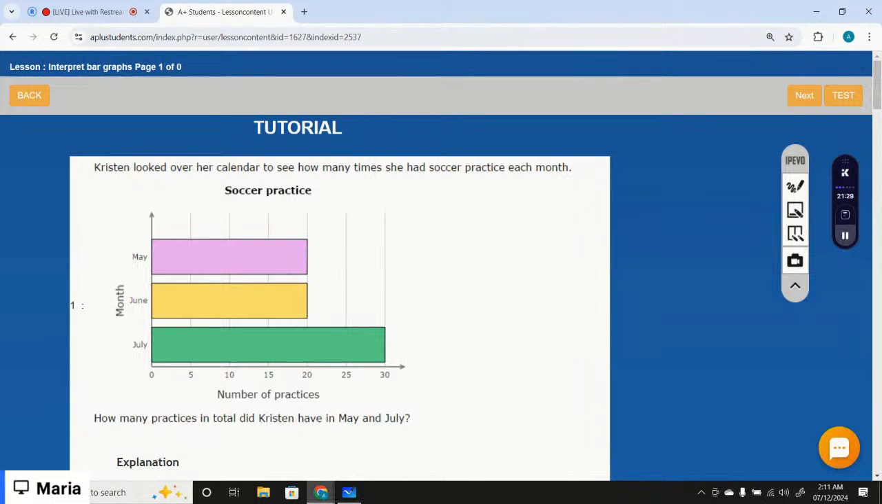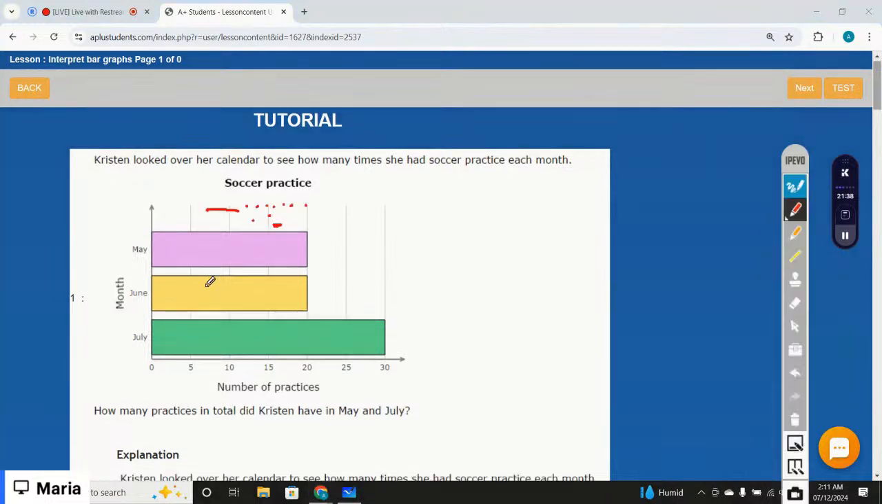Christine looked over her calendar to see how many times she had soccer practice each month. How many practices in total did Christine have in May and July? So you have to see the total practices in May and July. In May she did 20 practices, just match it with the 20 practices she did in May, and in July she did 30. You have to calculate the total in May and July, so just add 30 plus 20, which is 50. That means in May and July she did 50 practices.